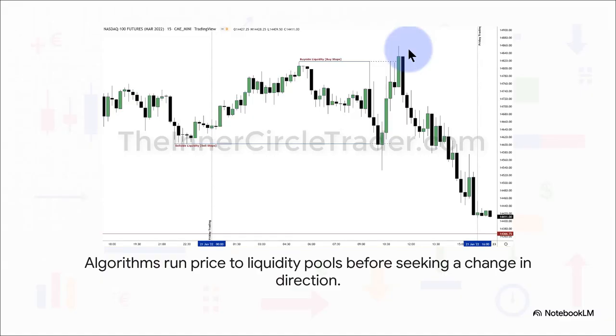And this chart shows it perfectly. Look down at that level marked sell-side liquidity. That's just a huge collection of sell stops sitting there, waiting. Now look up top at buy-side liquidity. Same story, just a cluster of buy stops. The algorithm's main job, a lot of the time, is to run the price to one of these zones, trigger all those orders, and then look for a reason to reverse.